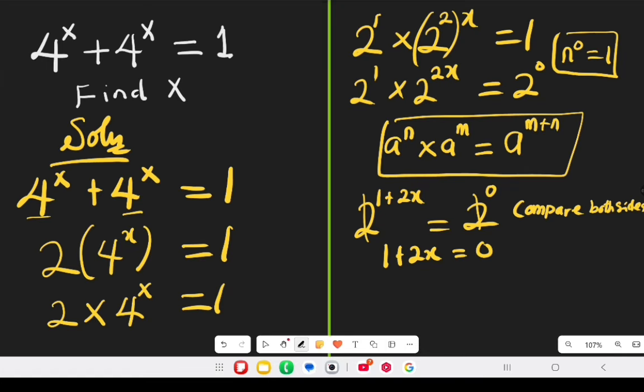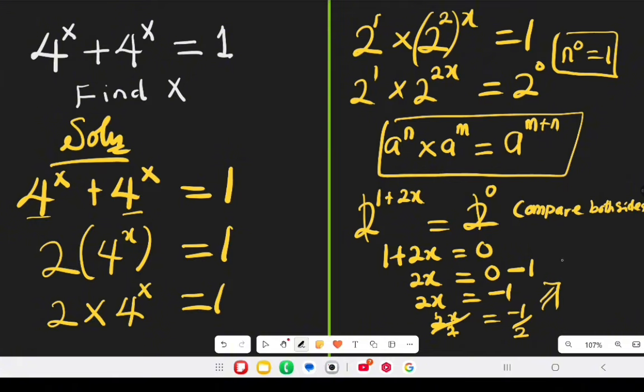Now we collect like terms. If we collect like terms, we have 2x equal to 0, and we have plus 1. Crossing the sign of equality, it becomes minus 1. Then we have 2x equal to minus 1. To get x, we divide both sides by the coefficient of x, which is 2. We have 2x all over 2 equals minus 1 all over 2. We cancel 2, left with x equal to minus 1 over 2 as the final answer.